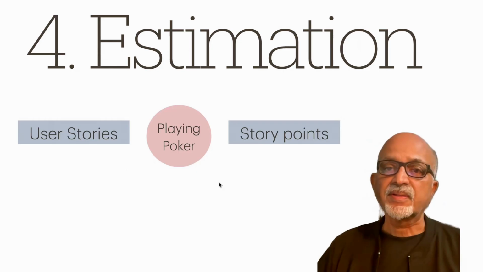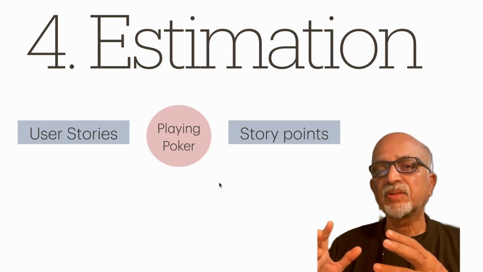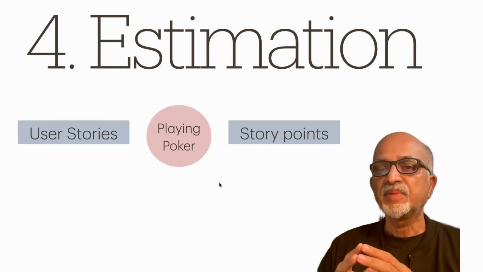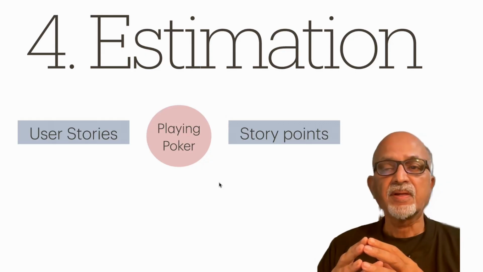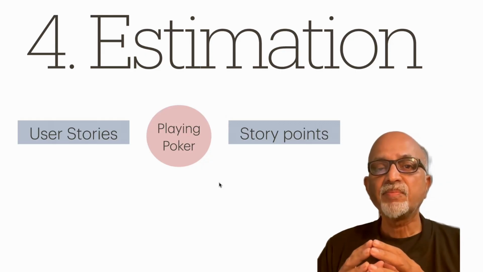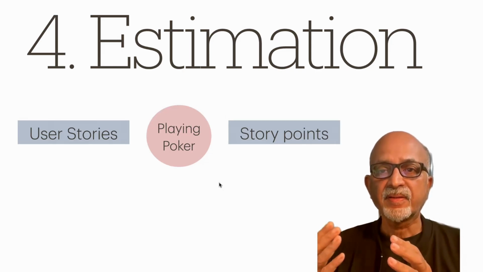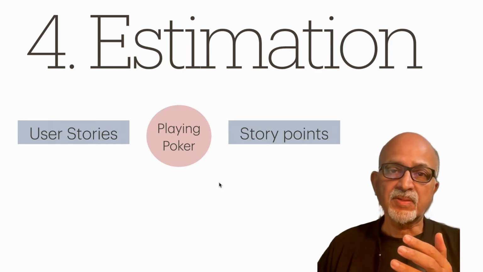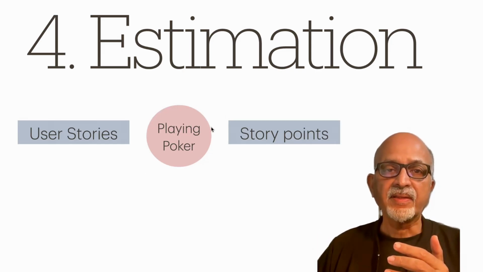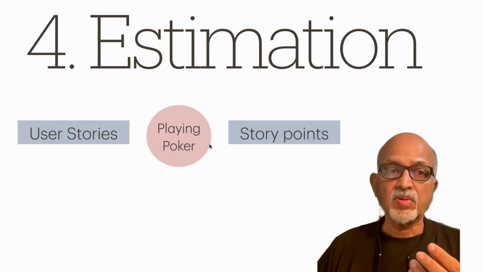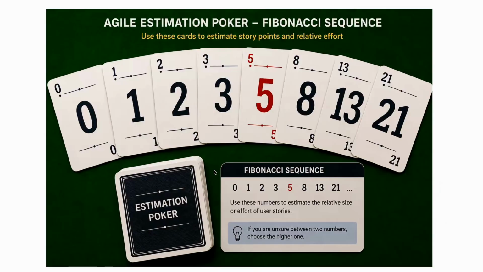Then estimation. In a majority of agile implementations, we use planning poker for estimation. So user stories are estimated, and those estimates are known as story points, and the method to estimate is planning poker. So what happens is, in a planning meeting, the user story will be read out by the product owner, and all the queries will be answered by the product owner.